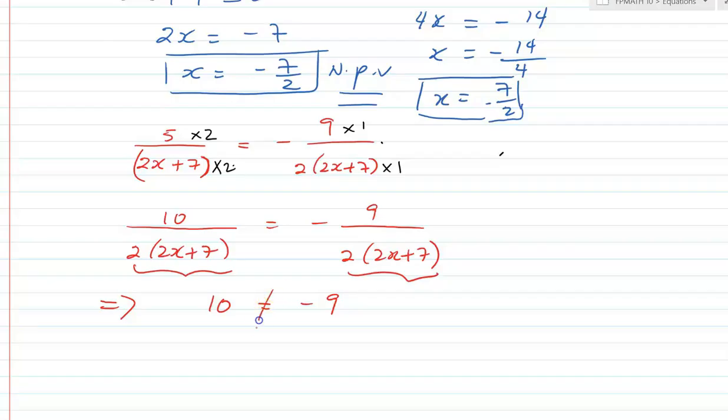So therefore, this equation has no solutions. And that's what you would say. Okay?